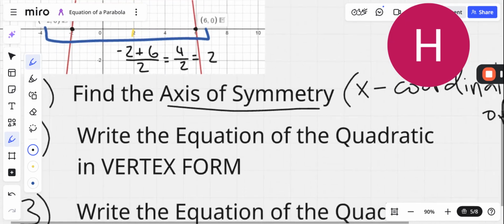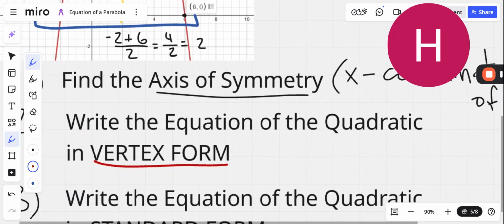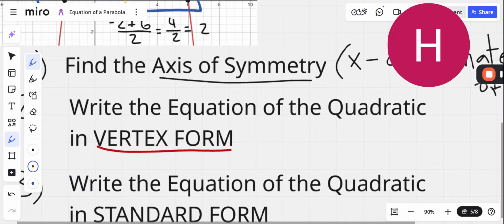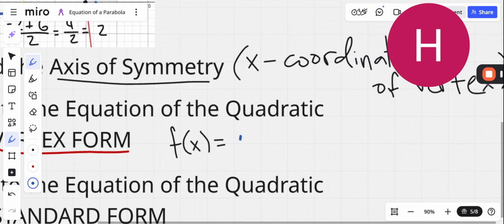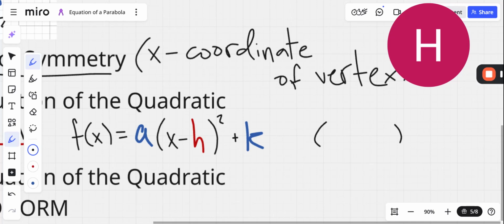How does this play into what we call vertex form? Yeah, vertex form is a very important format of a quadratic. If you have the vertex, you can very quickly put it into a vertex form. Remember that the vertex form of a quadratic looks like this: f of x equals some vertical stretch factor we call a, and then we have parentheses x minus h squared plus k, where the h and k just stand for the vertex coordinates.